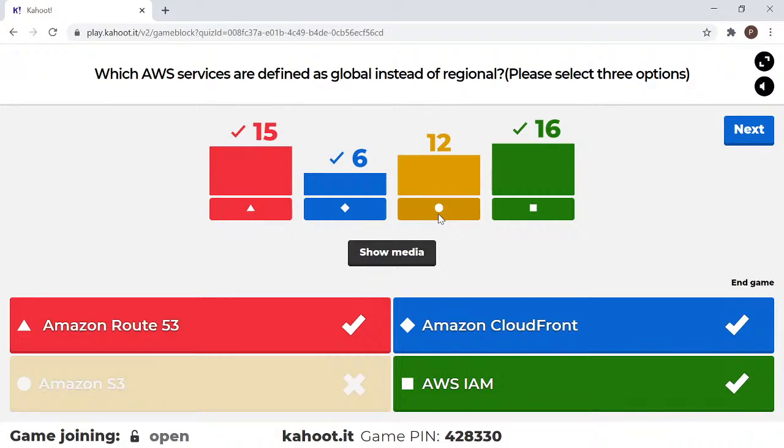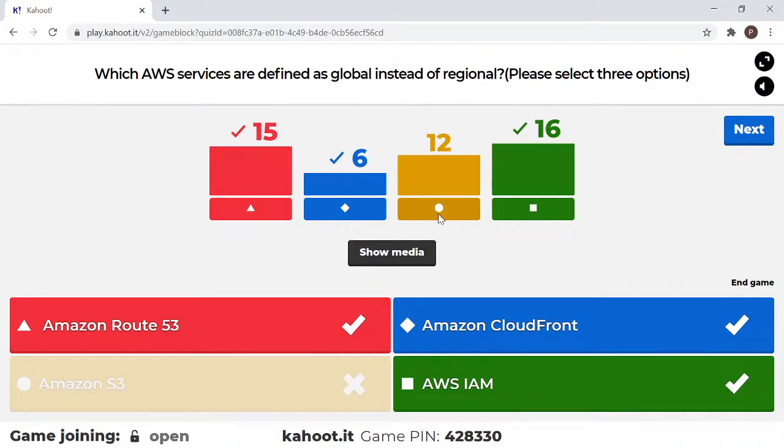When you go to the AWS Management Console, on the top right you see a drop down where you can select the region. But when you go to the Route 53, CloudFront, or IAM service, you will see that it is global there. You will not have the option to select any specific region.